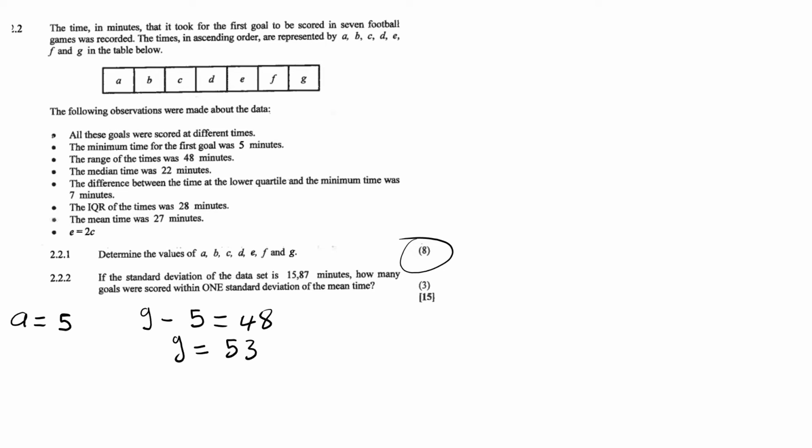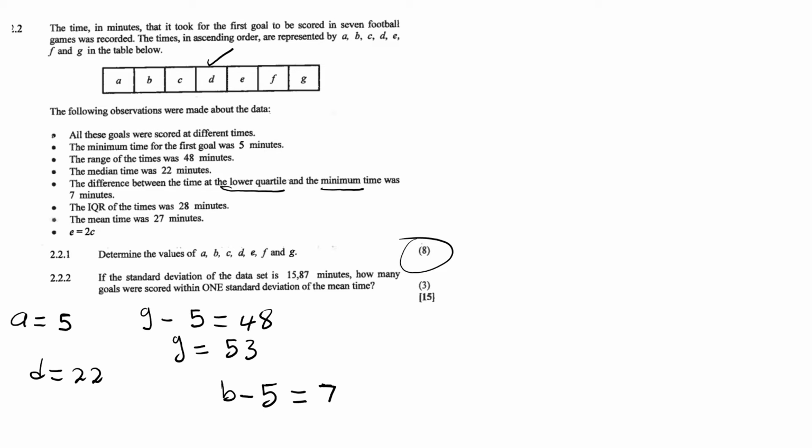The next information is that the median was 22. Because these values are in order, the median will be D. So D is 22. The difference between the lower quartile and the minimum was 7. The lower quartile, or Q1, is B. So B minus the minimum, which is A, which is 5, equals 7.